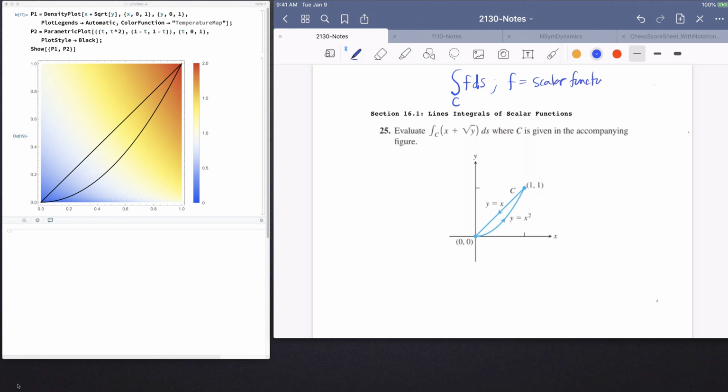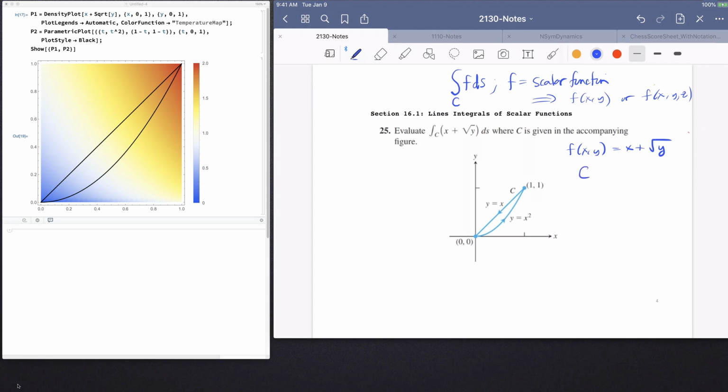And a scalar function, by that we mean a function, say, of two variables f of x, y, or perhaps even a function f of x, y, z. So these are just the kinds of functions that we have been looking at throughout the semester. One example of a scalar function is x plus the square root of y.